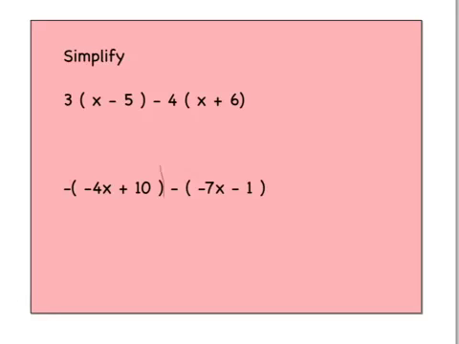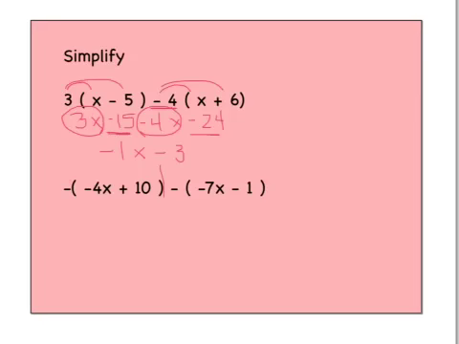Here we get into multi-step equations. We've got to distribute in two places. So this would give us 3x minus 15. Remember, we're distributing a negative 4, which is going to be minus 4x minus 24. Combine our like terms. We've got 3x minus 4x, which is negative 1x, and negative 15 minus 24, which is going to be negative 39.